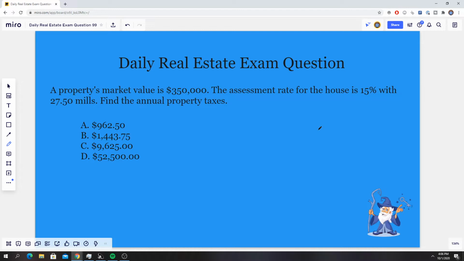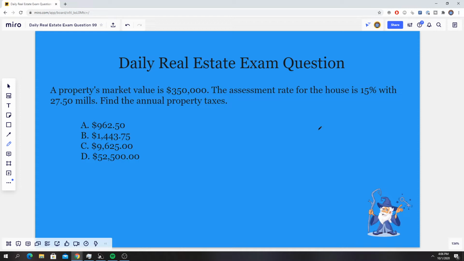So today's question has to deal with real estate mathematics and more specifically property taxes. So you guys have requested math questions, and we're going to do one today and actually one tomorrow as well. So watch this one and then look for the one tomorrow.